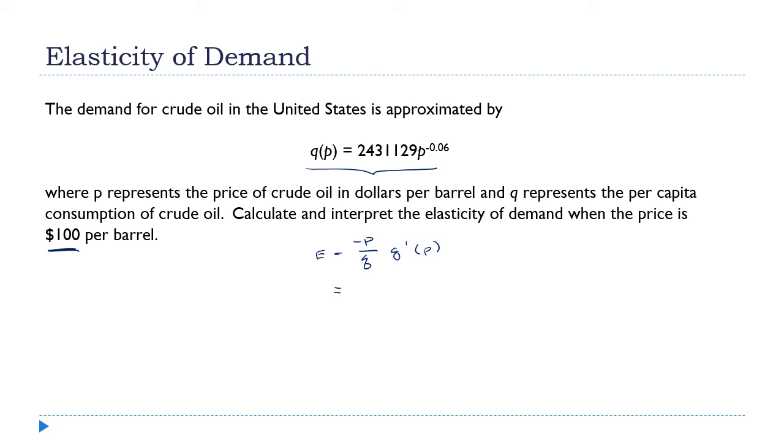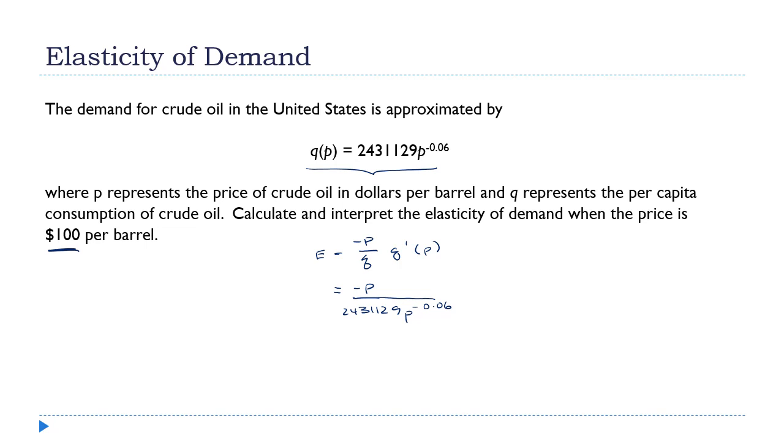What I want to emphasize to you here is P is the independent variable. P is like the X in this situation. So I'm going to leave that negative P just the way it is. And down here, I'm going to put my formula for Q. There's some weird numbers here. 2431129 P to the negative 0.06.